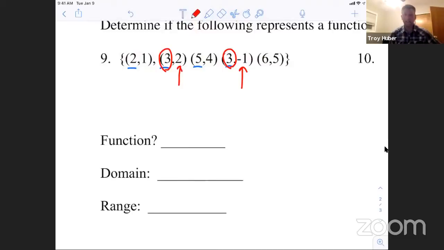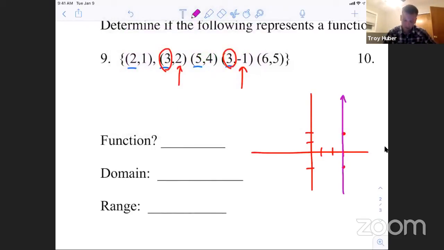If you think about this on a graph, the point 3, 2 would be here, and the point 3, negative 1 would be here. We can do what's called the vertical line test. I draw a vertical line, and all of your vertical lines can only hit 1 point. This one hits 2 points, which means that it is not a function. So I'd say, no, not a function.